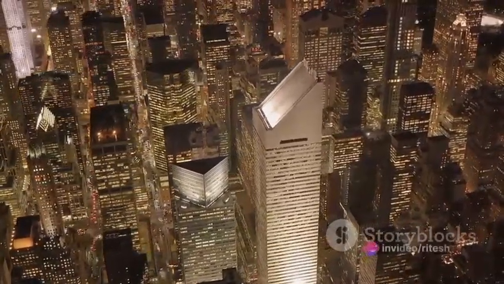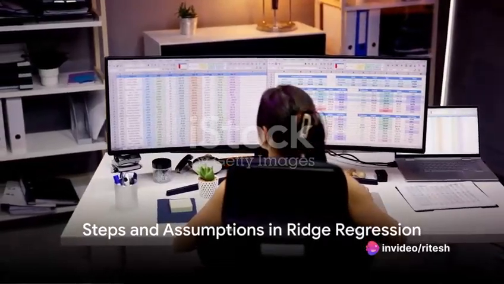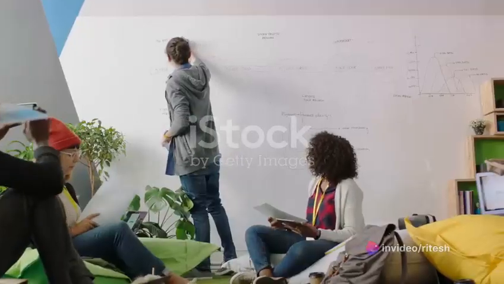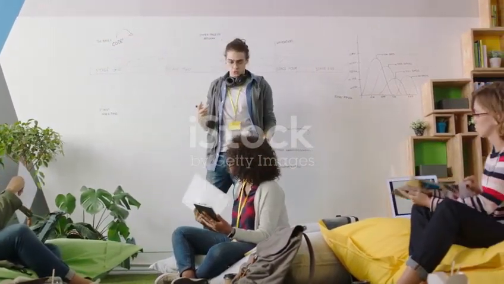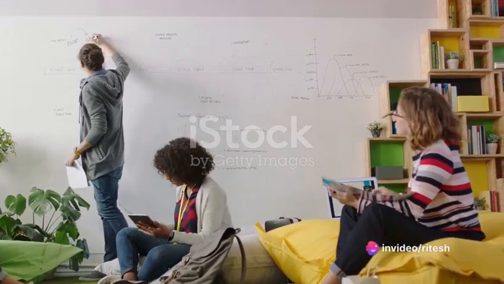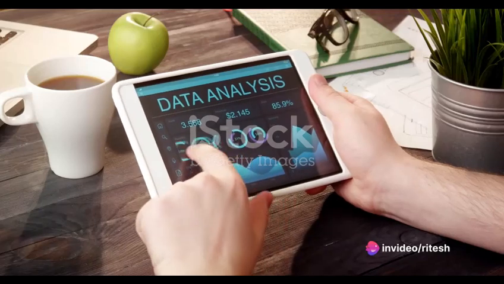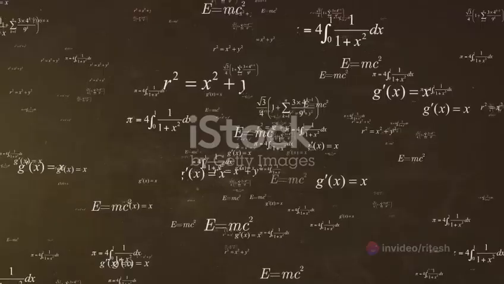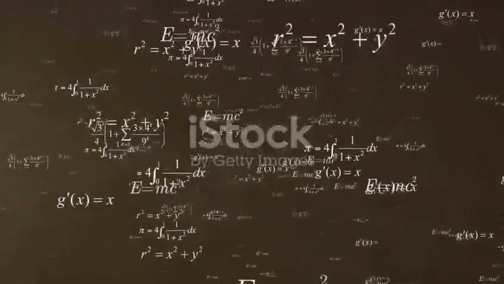But how does it work in practice? Applying ridge regression involves a few crucial steps and assumptions. The journey begins with standardization of variables. Both dependent and independent variables are adjusted by subtracting their means and dividing by their standard deviations. This ensures all calculations are based on standardized variables. The coefficients, however, are ultimately displayed in their original scale.